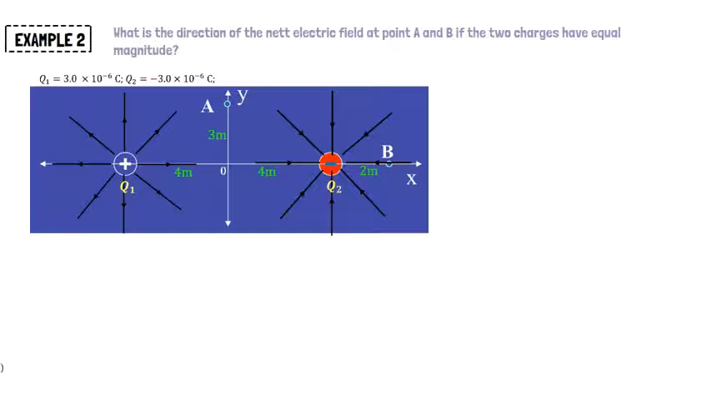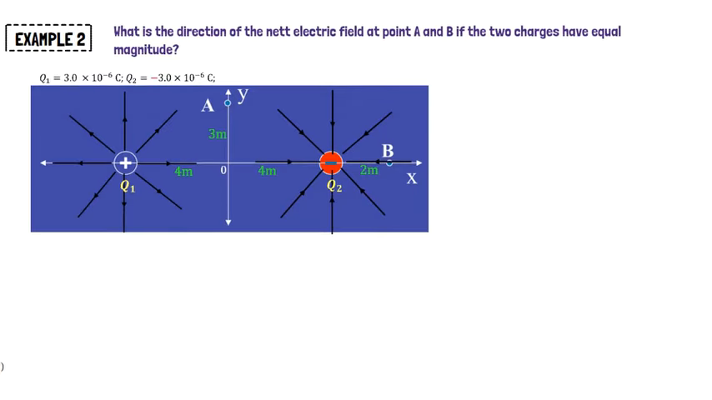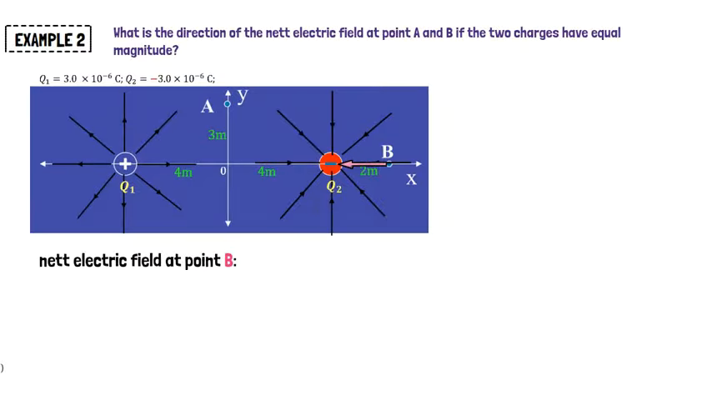Okay, kita tengok pada lukisan kita. Okay, so at point B, the direction of the electric field at point B due to charge 2. Kita tulis sebagai EB2. So, kita nampak dekat situ, charge 2 kita adalah negative charge and electric field dia adalah inward. So, at point B, the direction of the electric field due to charge 2 must be to the left.